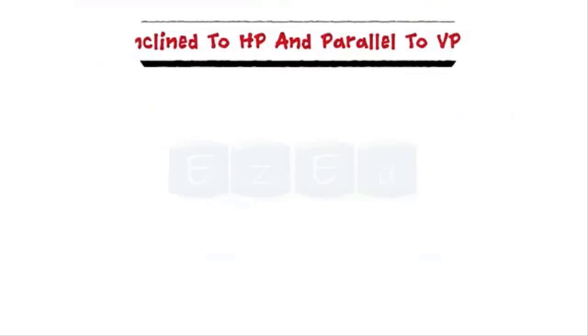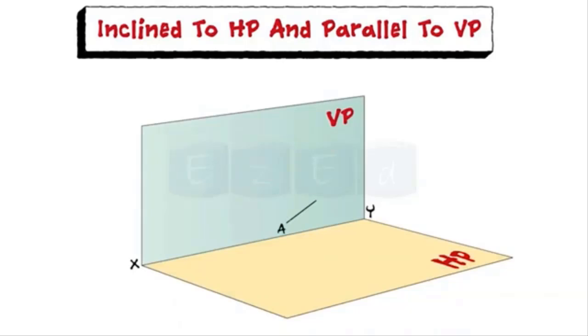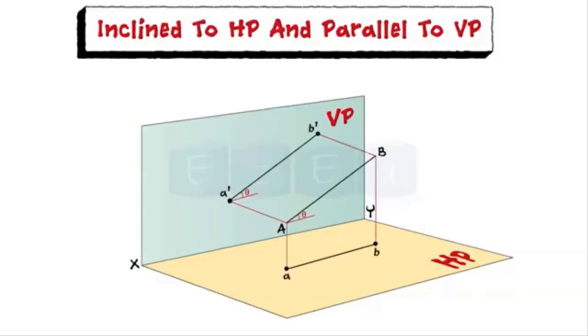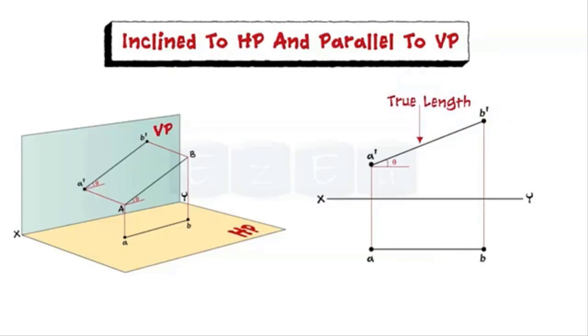Let's see a line which is inclined to HP and parallel to VP. For this case, line AB is inclined with respect to HP, but it is parallel to VP, and its representation is as shown, and also its orthographic pattern is shown. In this case, front view is inclined to line XY and shows true length of AB, and top view is parallel to line XY.